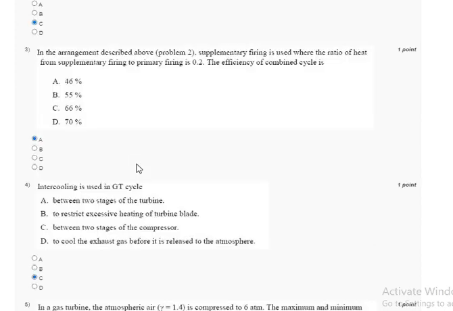Next question, in the arrangement described above, supplementary firing is used where the ratio of heat from supplementary firing to primary firing is 0.2. The efficiency of the combined cycle in this case will be eta 1 plus eta 2 minus eta 1 eta 2 minus x (1 minus eta 1). So here x is given 0.2, so you will get the answer of 46%. So for this question A option is right.